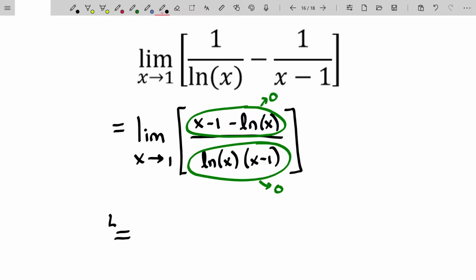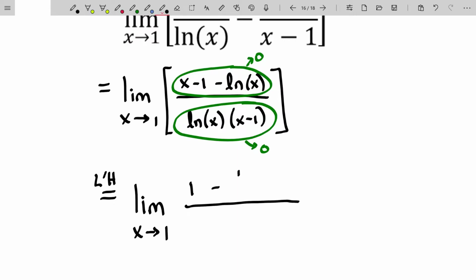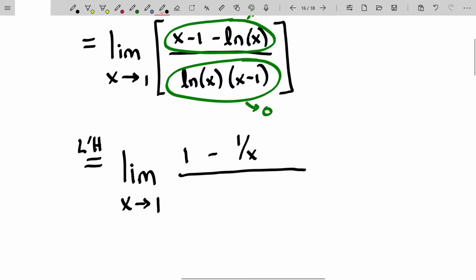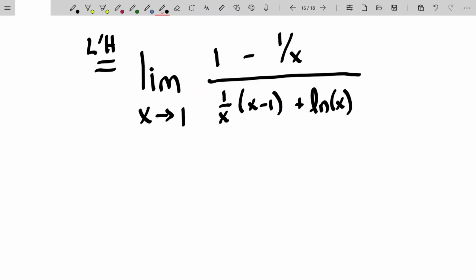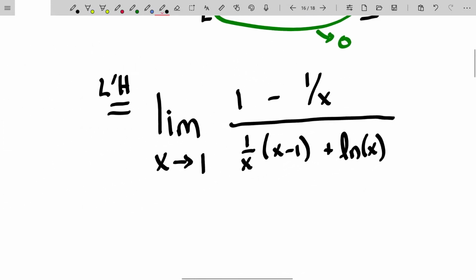All right, this is equal to, via L'Hopital's rule, the limit as x approaches 1, we'll take the derivative of the numerator, which is 1 minus 1 over x, and we now will take the derivative of the denominator, which is a product rule, 1 over x times x minus 1, plus the natural log of x times 1. At this point, we go ahead and use our algebra, multiplying both numerator and denominator by x. So if we do that, we will get the following.